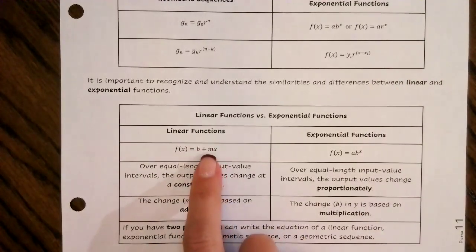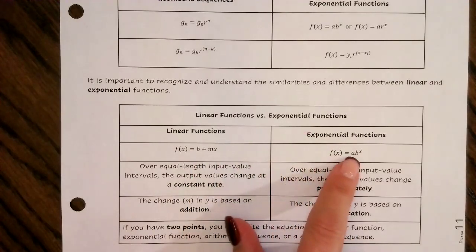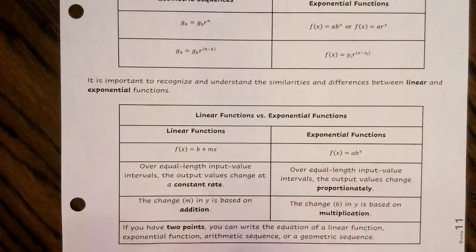So let's talk about linear versus exponential here. With a linear function, we're looking at this equation here. With an exponential, you're looking at a times b to the x power. In a linear function, over equal length input intervals, the output values change at a constant rate. That's what you're looking for, that constant rate, that constant common difference. For an exponential, you're looking over equal length input value intervals. The output values change proportionally. So you're looking for that common multiplier, or common ratio.